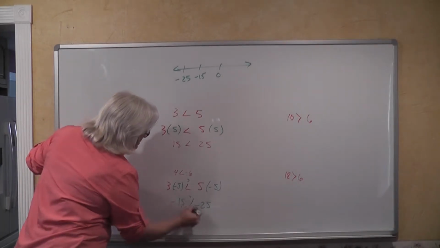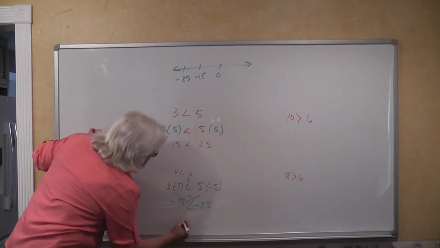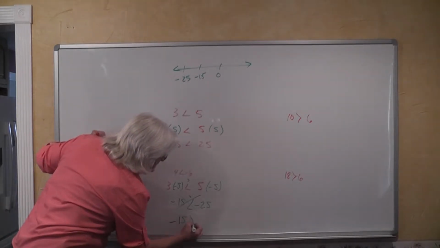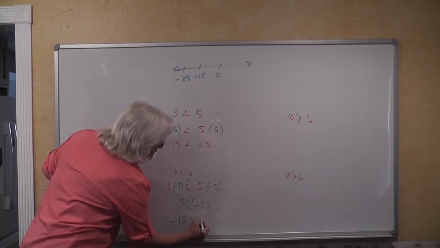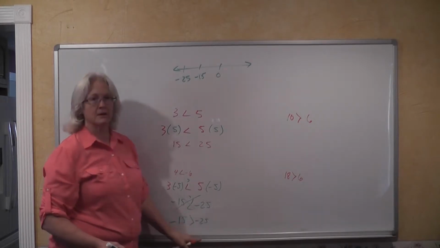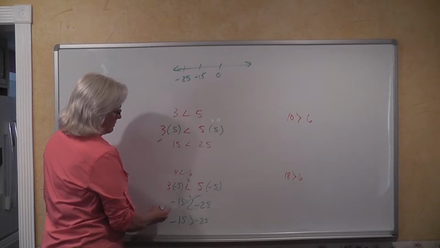What would we have to do to make this a true statement? We could change the direction of the inequality. Instead of saying less than, we would say that negative 15 is greater than negative 25. So that works here, didn't work here.